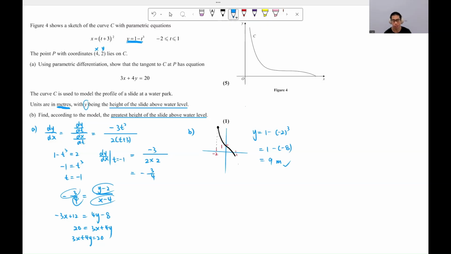I just wanted to show you how to actually find the range for a parametric equation. For all finding-the-range questions, the easiest way is to sketch out the diagram to see the largest possible y value and the smallest possible y value. Clearly, this is a one-to-one decreasing function. When t equals -2, that gives us the maximum.